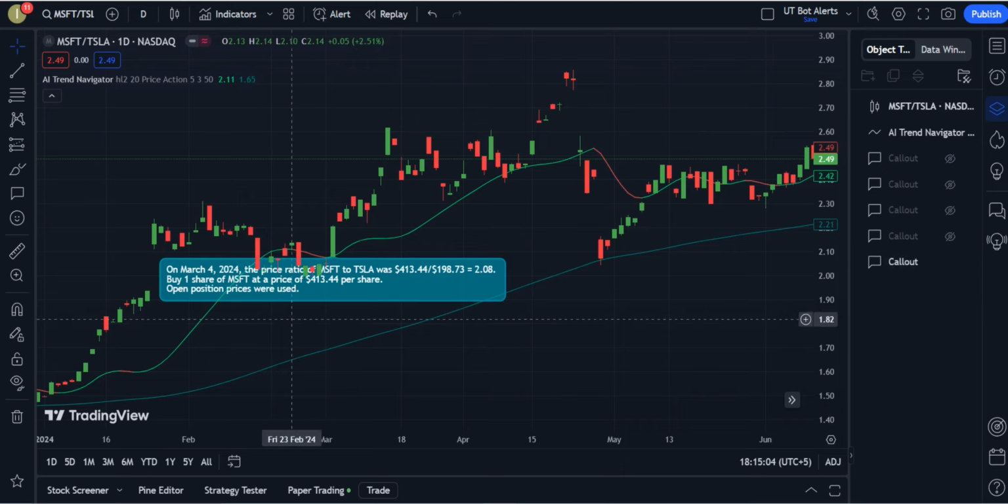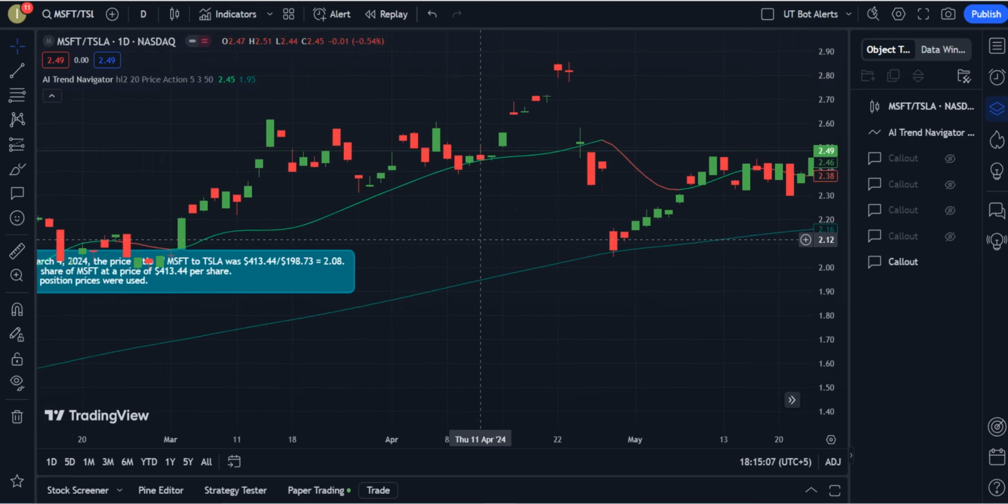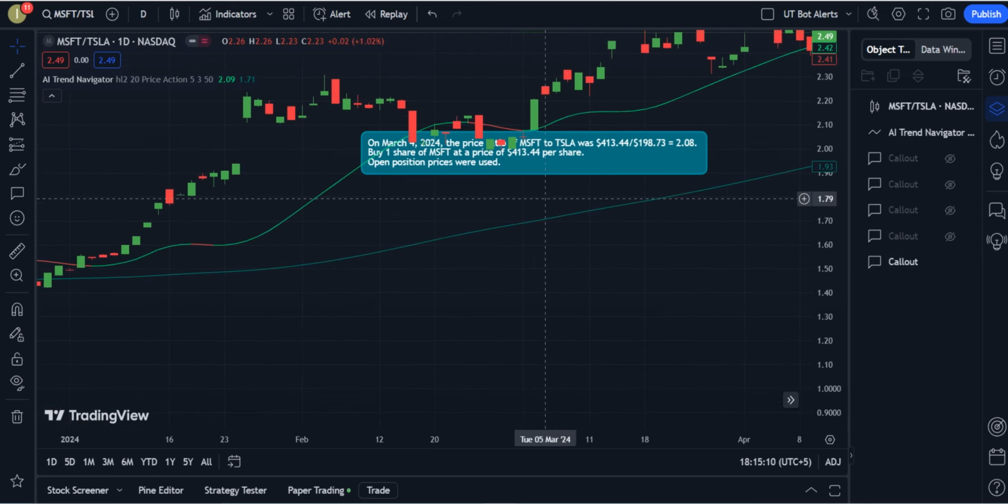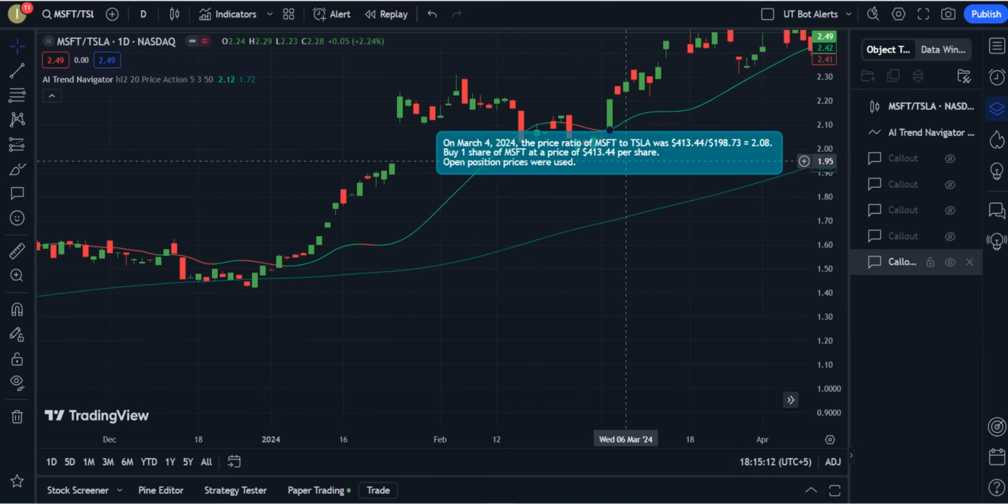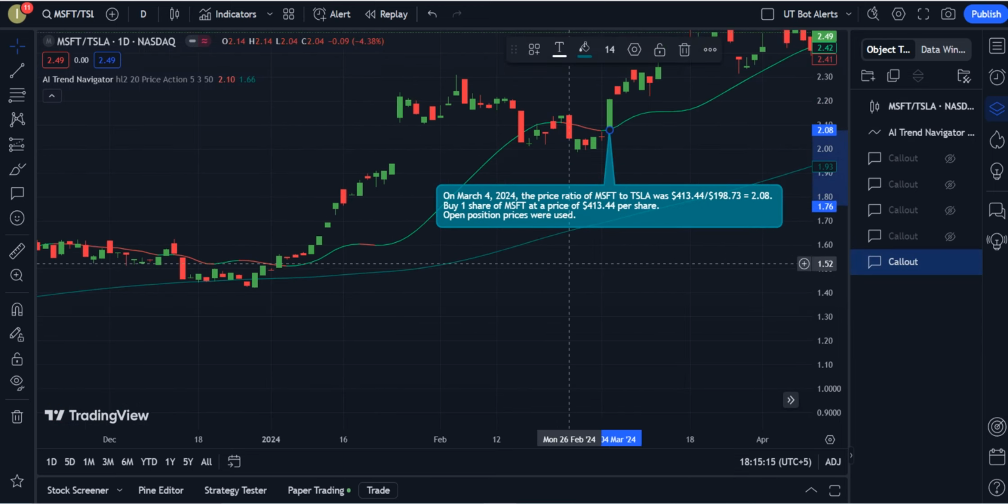So let's say March 4th, 2024 was the first day that we started this trading journey. On March 4th, 2024, during the opening of the New York Stock Exchange, the price ratio of Microsoft to Tesla was 2.08. And how did we obtain the price ratio? Well, it was the price of the Microsoft stock, which was $413.44, divided by the price of the Tesla stock, which was $198.73, which yielded the price ratio of 2.08.